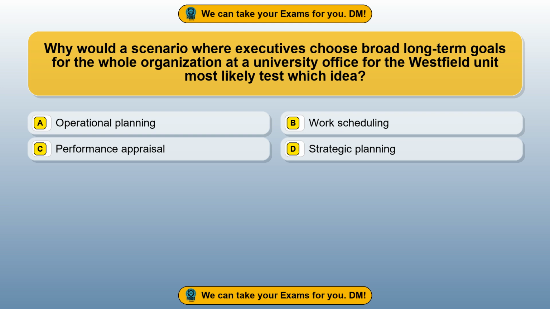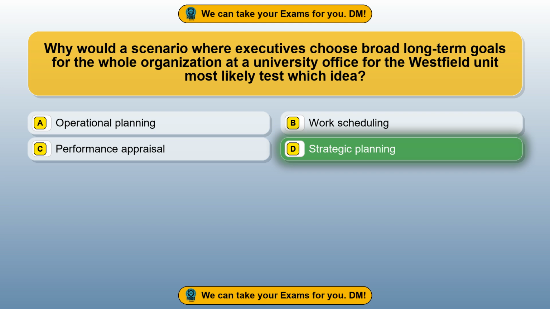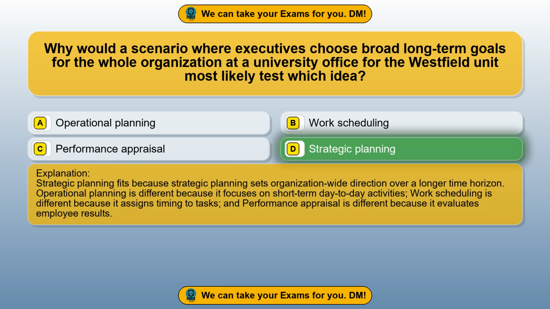Option A, operational planning. Option B, work scheduling. Option C, performance appraisal. Option D, strategic planning. The correct answer is option D, strategic planning. Strategic planning fits because strategic planning sets organization-wide direction over a longer time horizon.